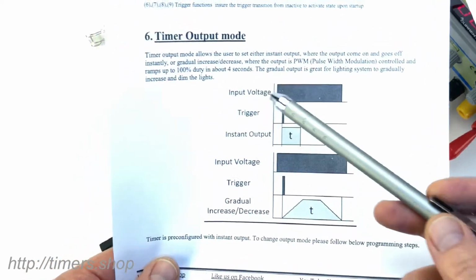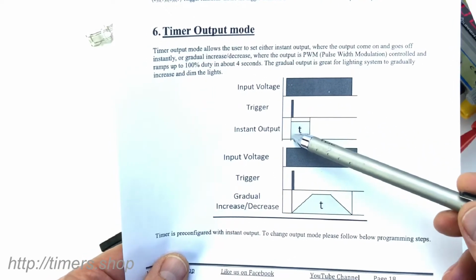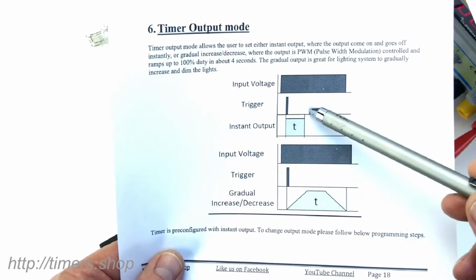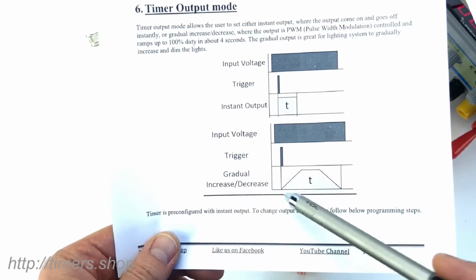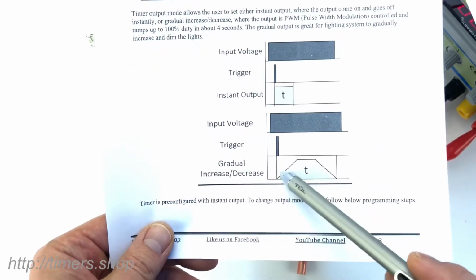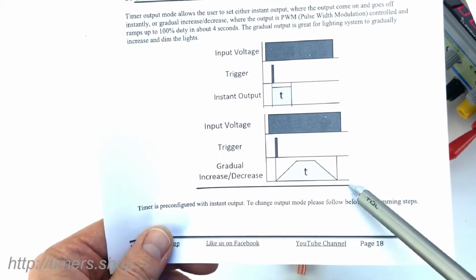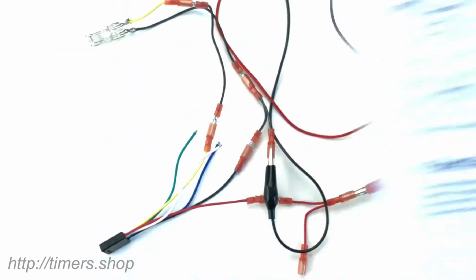So what we're going to use is the timer output, the gradual increase or decrease. Basically, here's an example. The normal timer output instantly comes on and comes off. Gradual increase takes about 4 seconds to increase to the maximum, and once it's shutting off, it gradually decreases. So let's see how we can use it.